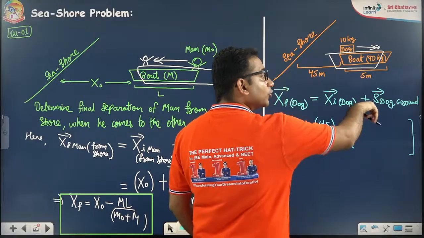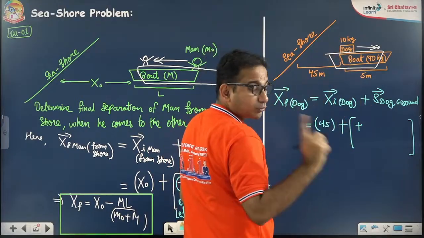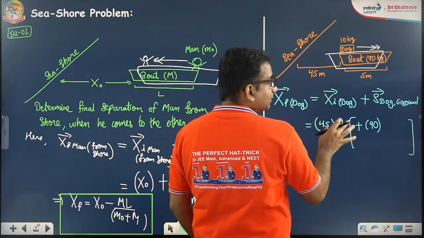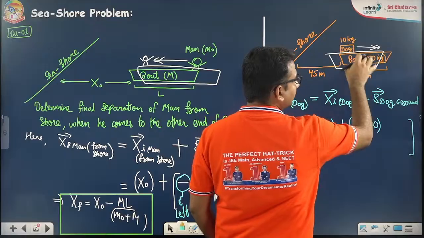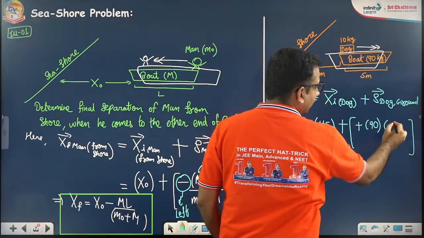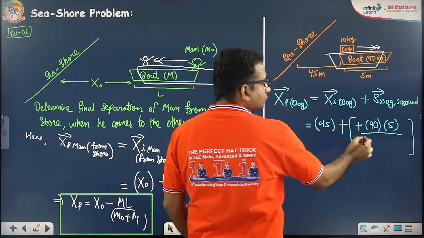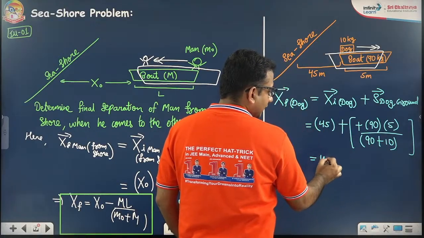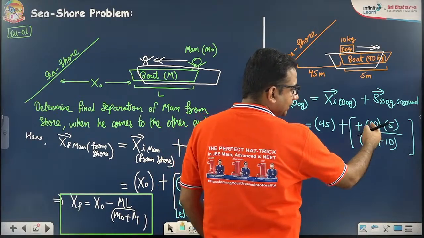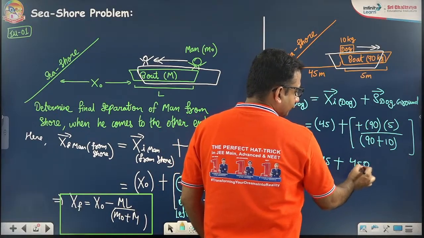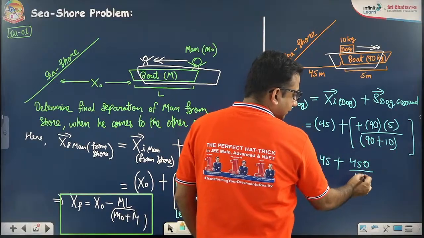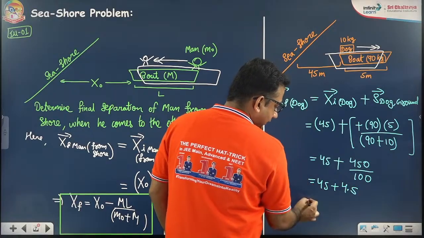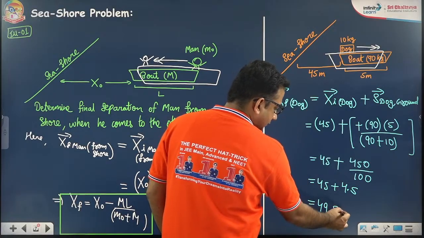Now, if you are writing the dog's displacement, whose mass is to be taken? The boat's mass. So the boat's mass is 90 into the relative displacement. The dog has moved over the boat a distance of 5 meters, divided by the total mass of the system, 90 plus 10. So that is 45 plus, in the numerator, 90 times 5 is 450, divided by 90 plus 10, which is 100. So you'll get 45 plus 4.5, and hence it is 49.5 meters.